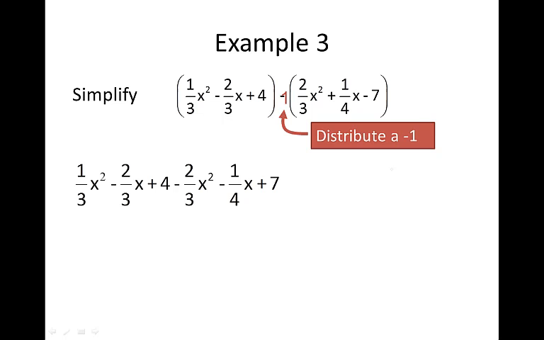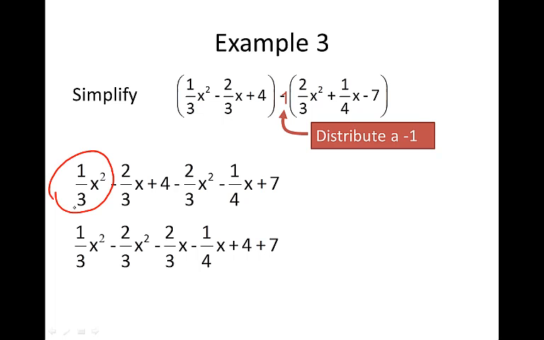Now we need to identify our like terms, and just don't look at the fractional part now, just look at our x squared terms. I can combine my x squared terms, right, and then I can combine my x terms. And I can combine my 7 and 4. Now I'm just going to rewrite those terms side by side. Particularly with fractions, that's going to make it easier on my mind.